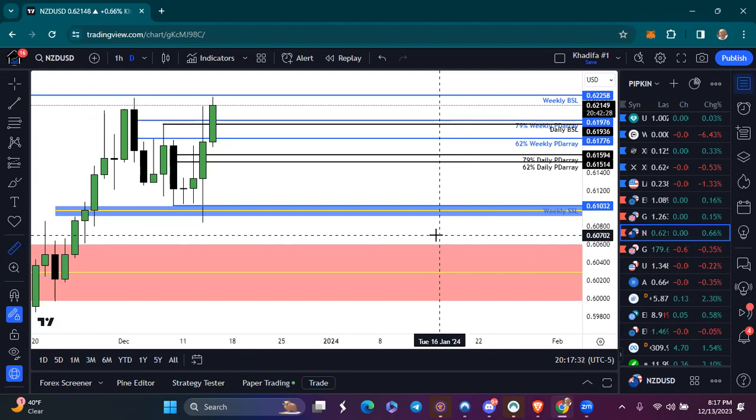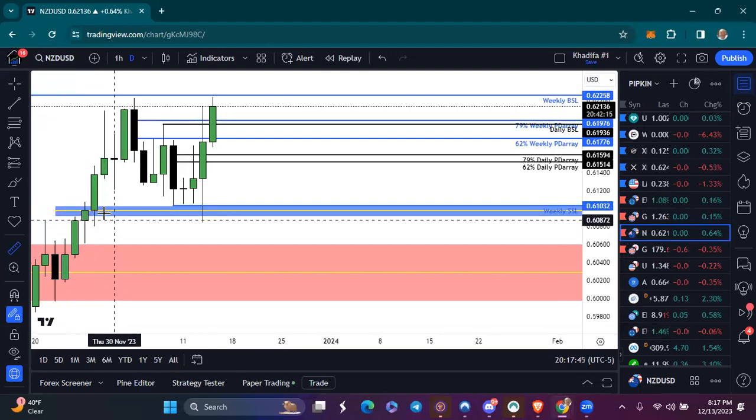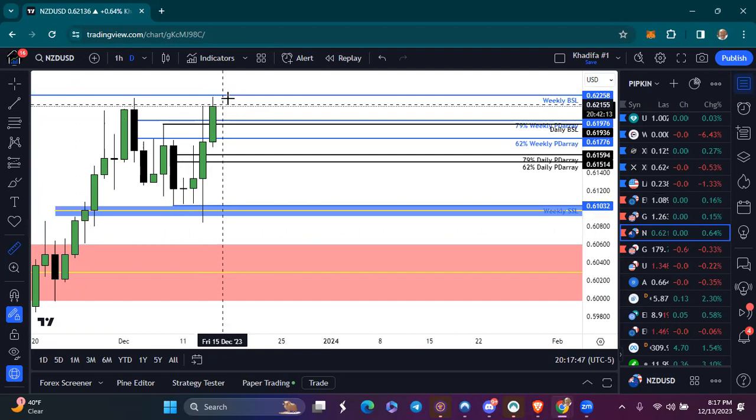And with NZD USD, same thing. We expected price to push up off of the daily weekly fair value gap that we see here. We pushed up off of that.